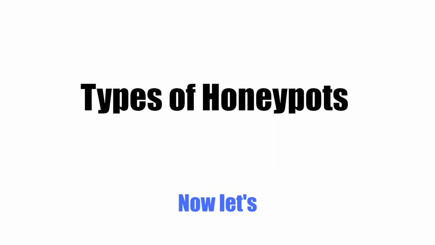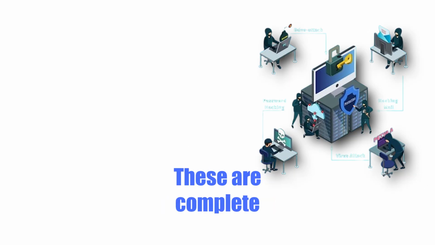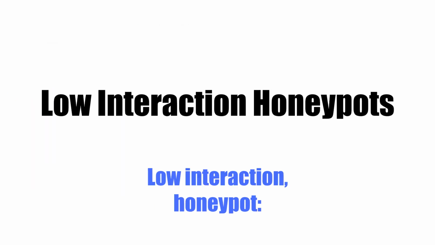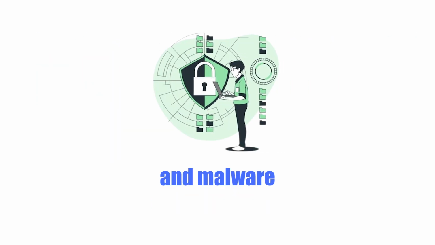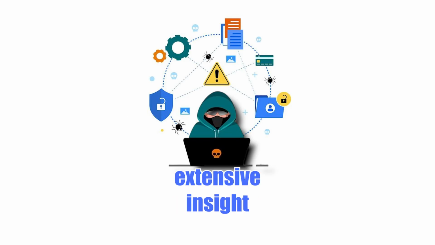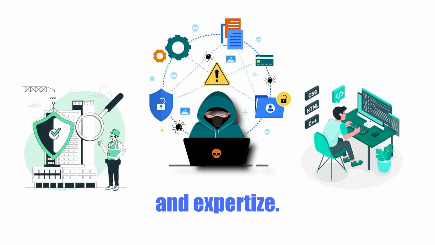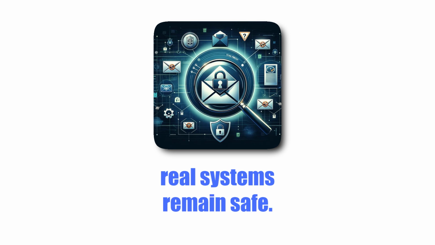Types of honeypots. Now, let's break down the three main types of honeypots. Pure honeypots: these are complete production systems set up only to monitor attacks. Low interaction honeypots: they imitate services that typically attract attacks. These are great for collecting data from automated attacks like botnets and malware. High interaction honeypots: these provide the most extensive insights into cyber criminal behavior but require more maintenance and expertise. They often use virtual machines to ensure the real systems remain safe.